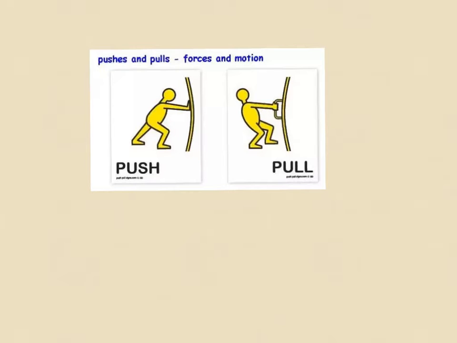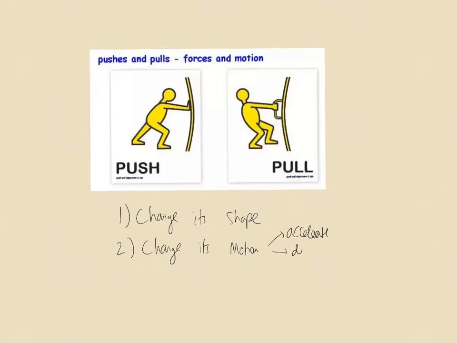One, if it was hard enough, could cause it to change its shape. So you could actually break the screen. The other thing it can do is cause it to change its motion. What does that mean? Well, that means it could accelerate, decelerate, or change direction as well. All of those come under a change in motion.